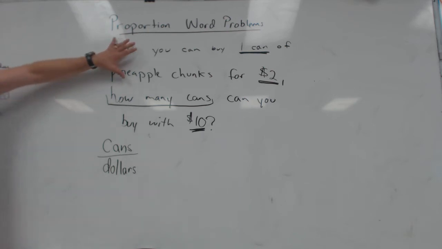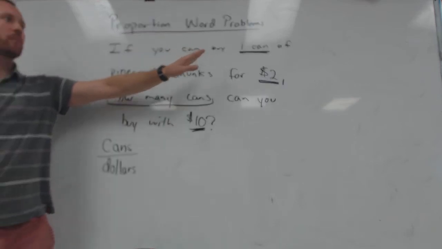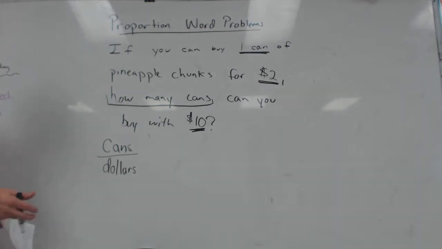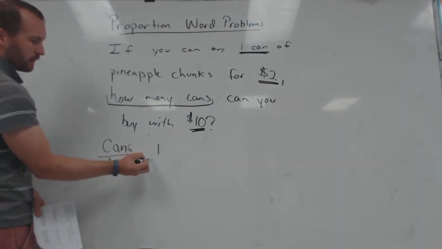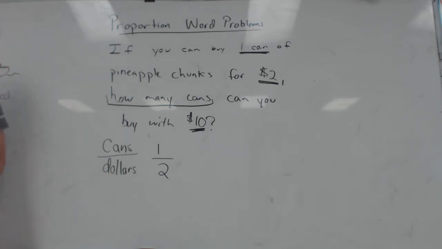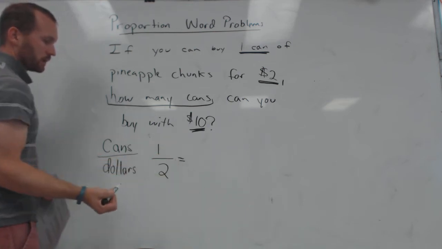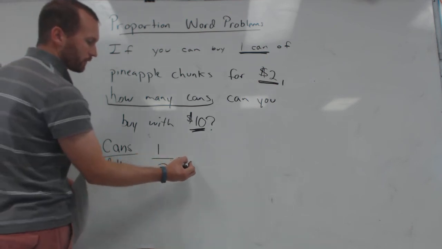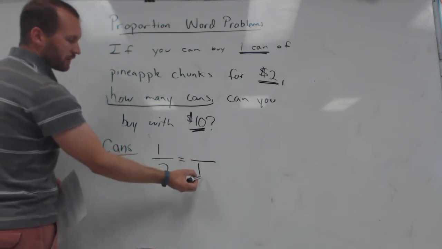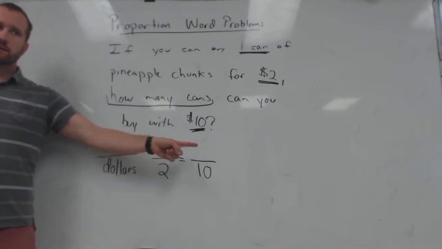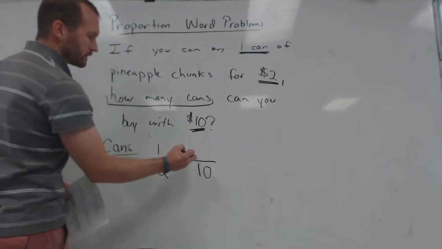Now I'm going to look at the first half of this word problem. They told me 1 can is $2. So I'm going to set up the proportion of 1 can over $2. Equals, and I have to keep cans up top and dollars down bottom. I only know the dollars. $10. What do I put here for cans? X.